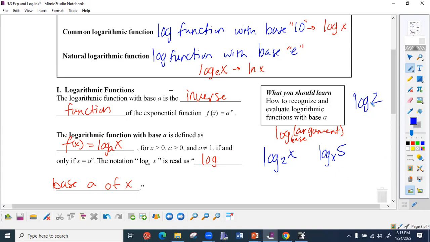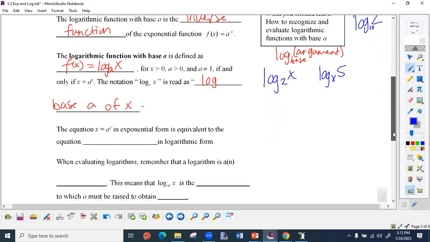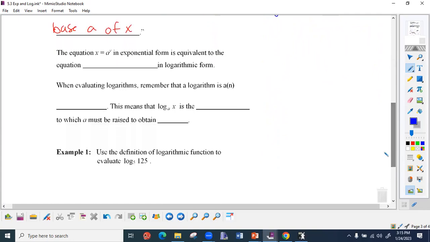This is our common log example. Remember, the 10 is invisible. When there is no base, there is a 10 there. So you can just say it as log 2 or log base 10 of 2. Okay. All right. I know it's new and ish. All right, here we go.